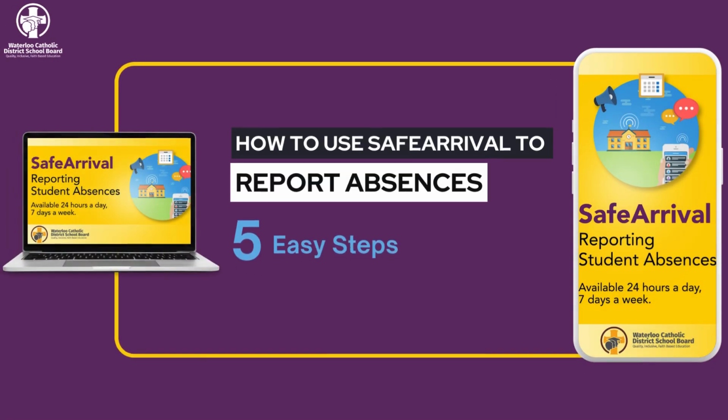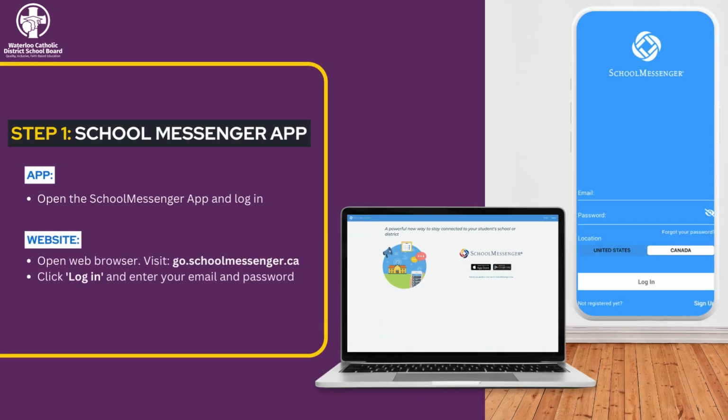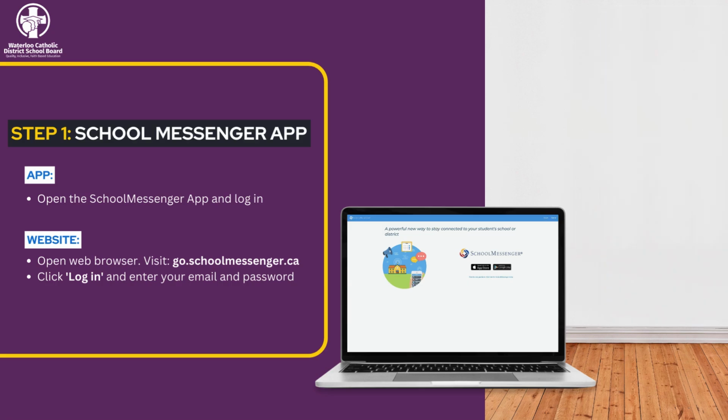In this quick tutorial, we'll show you how to use SafeArrival to report student absences. On your mobile device, open the School Messenger app and log into your account. On your computer, open your web browser and visit go.schoolmessenger.ca and click Login located at the top right corner of the web page to access your account.